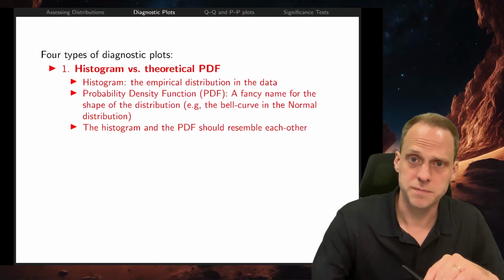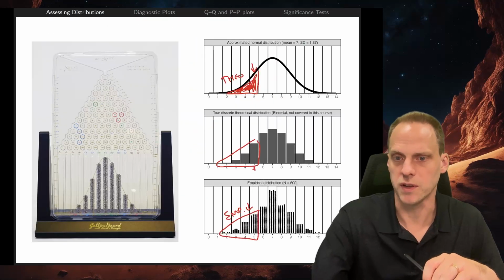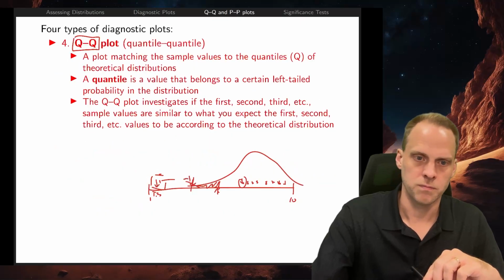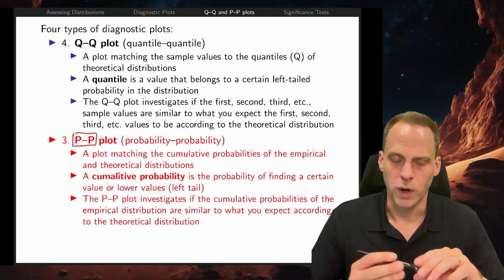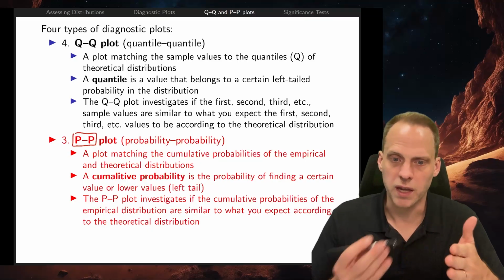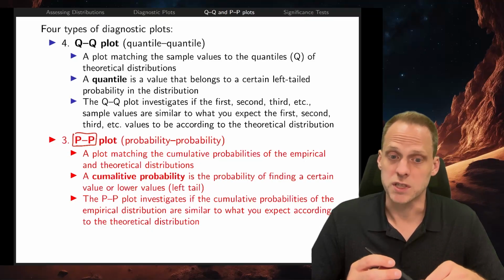These should match if the distributions are aligned, which is what we have here, right? They're very similar, but they might not match. And then we see, okay, where is the empirical distribution implying a different probability than the theoretical distribution, and where is it not matching?